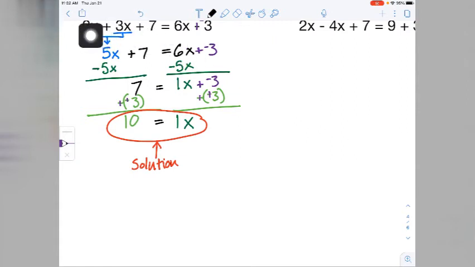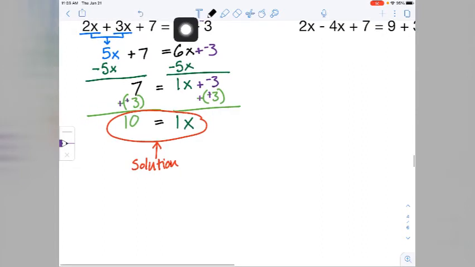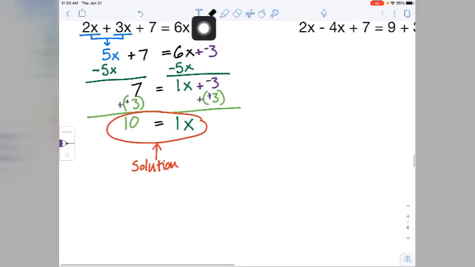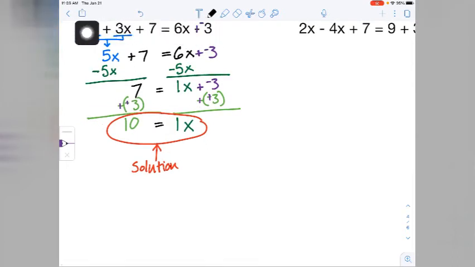The question that we're asking when we start this problem is, what number times 2 plus the same number times 3 plus 7 is equal to 6 times the number plus negative 3? Or another way we could say it is, what number does x have to be for 2x plus 3x plus 7 to equal 6x plus negative 3? And in solving all of this, my math has determined that 10 is the number that x has to be for those to be equal.